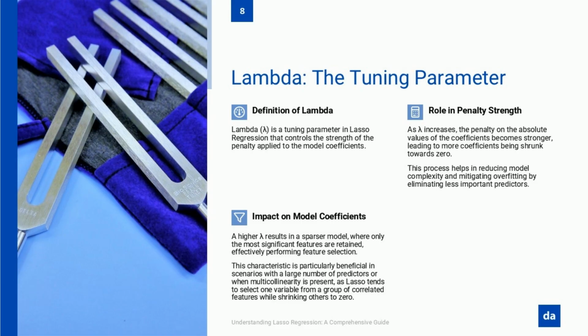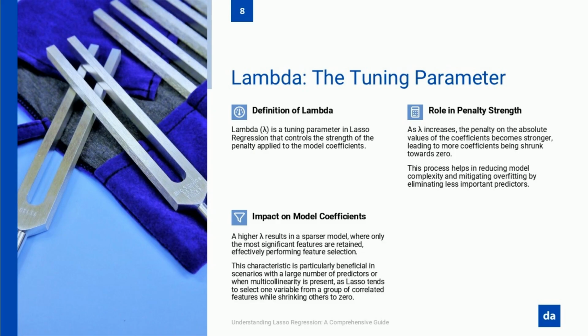If lambda is set to 0, we completely remove the penalty. That means Lasso behaves just like traditional OLS regression. It keeps all the variables, regardless of whether they are useful or not. There's no shrinkage, no feature selection, and if we have too many predictors, we're likely to overfit. This is like refusing to edit a long-winded essay. It may contain good information, but there's also a lot of unnecessary fluff.